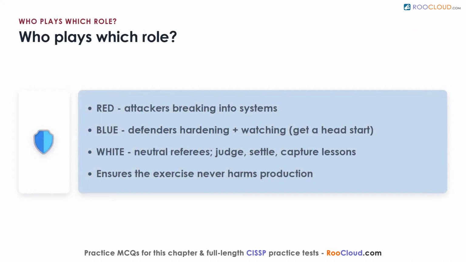So who plays which role? Exercises usually split into 3 coloured teams. The red team are the attackers, working to break into the systems. The blue team are the defenders, hardening and watching the environment, often given a head start to prepare before the assault begins. The white team are the neutral referees, judging the contest, settling disputes, capturing lessons learned, and making sure the exercise never harms real production. Attackers, defenders, and referees, each with a clear job.